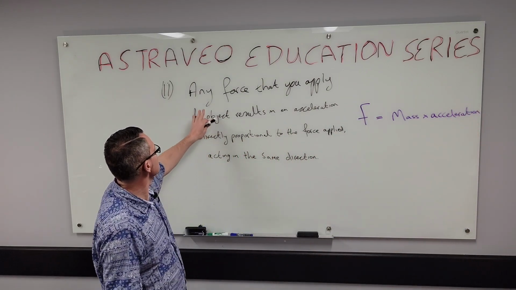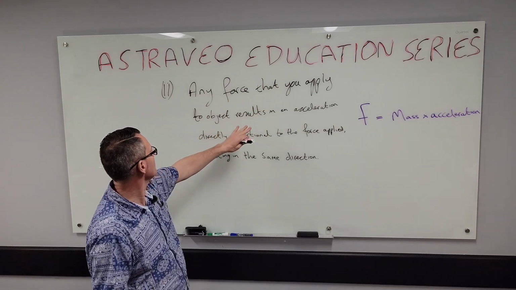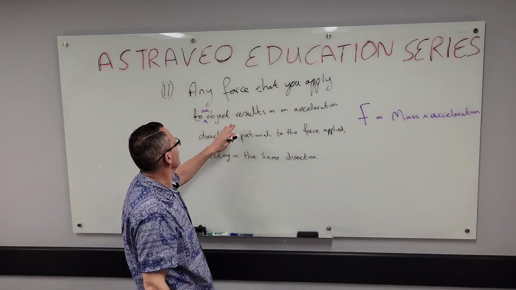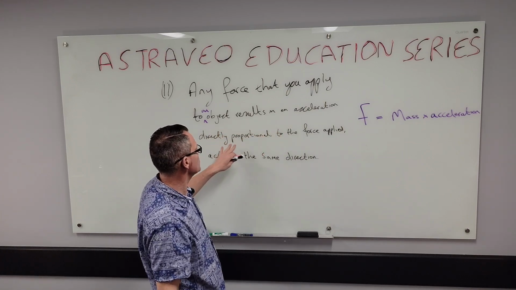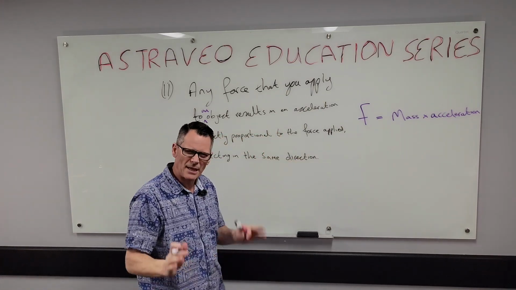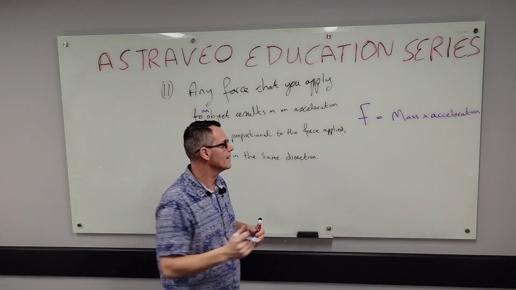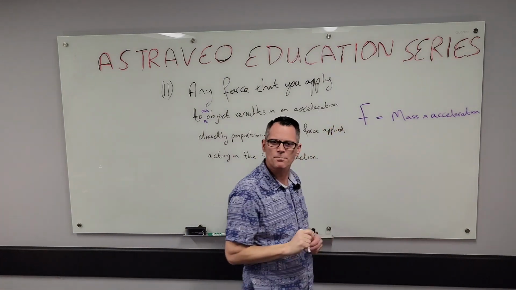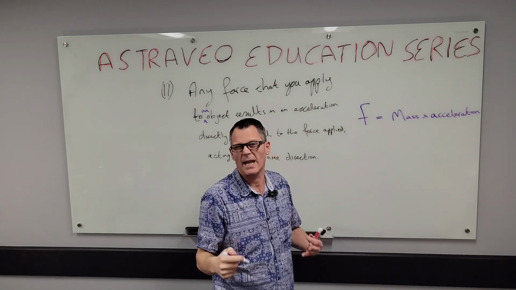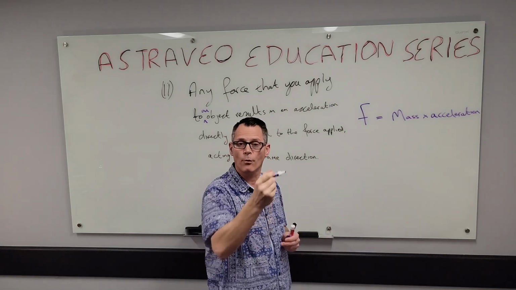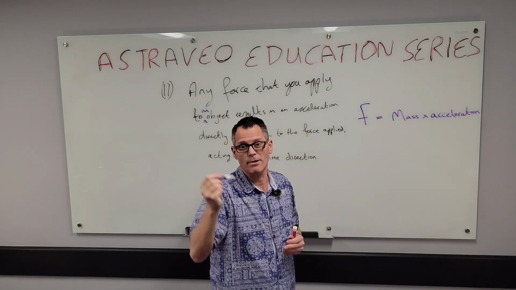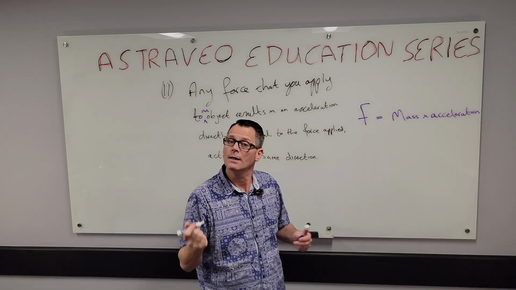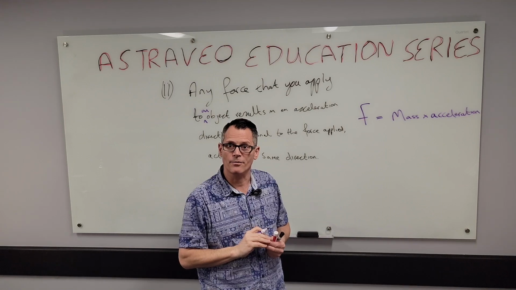Now, here it says, any force that you apply to an object results in an acceleration directly proportional. Now, that's a strange mathematical way of saying, however big the force is, the acceleration is going to be just as big. Directly proportional means relies upon. So if you increase the force by a factor of 10, the acceleration goes up by a factor of 10. You reduce the force by a factor of 3, the acceleration is reduced by a factor of 3.